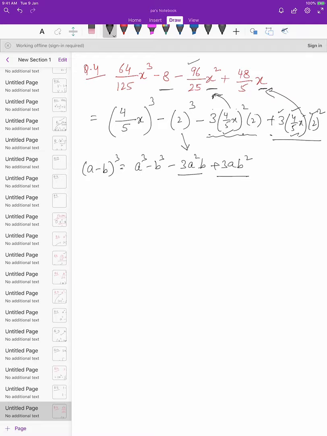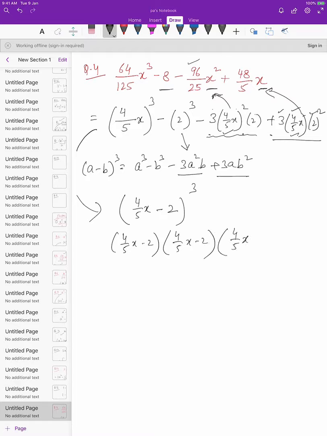So this expression can be written as a minus b whole cube. But what is our a? 4 by 5 x. And what is b? 2. So a minus b whole cube is 4 by 5x minus 2 into 4 by 5x minus 2 into 4 by 5x minus 2. This is the factorization of the given expression.